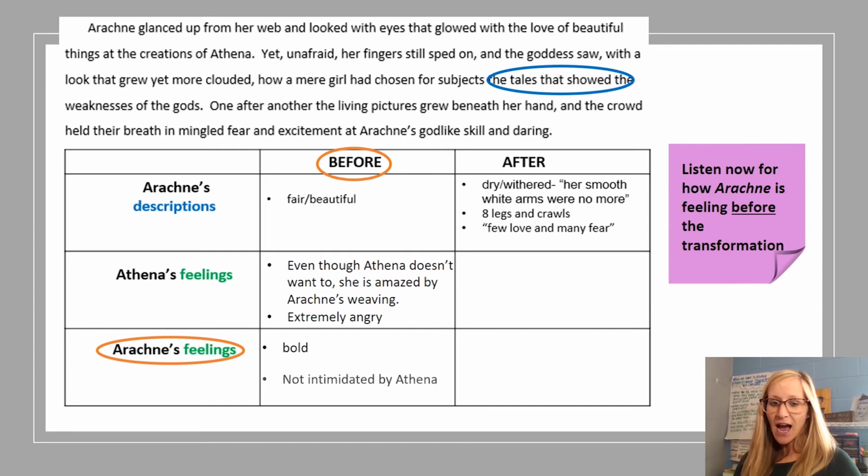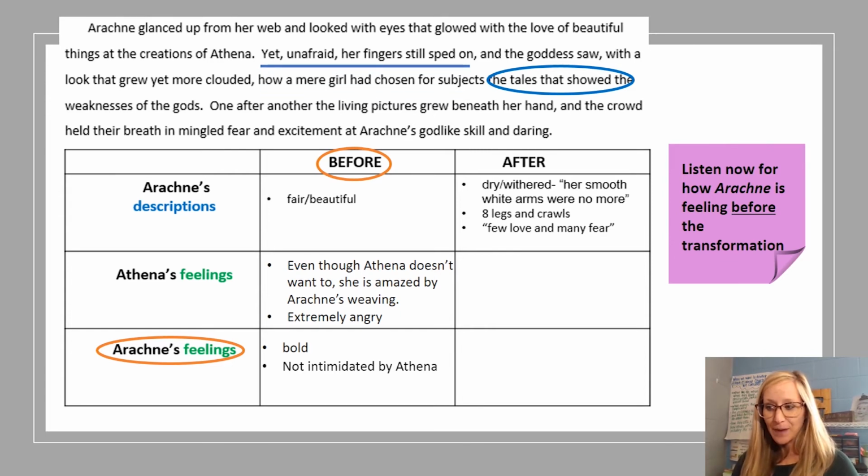Again, she's not intimidated at all by Athena. Even though she is a goddess, she's not intimidated, and she just continues the work that she knows how to do. It says that, yet unafraid, her fingers still sped on. So can you picture her fingers moving quickly? Just how she would normally work.